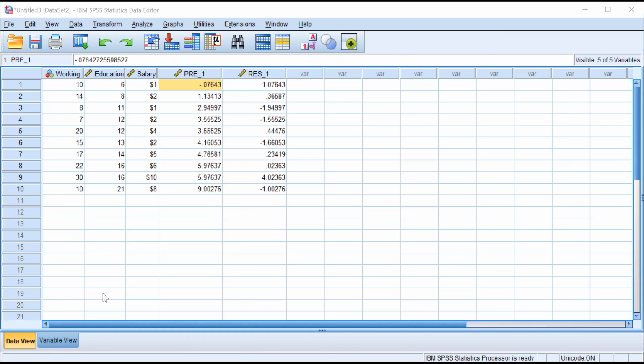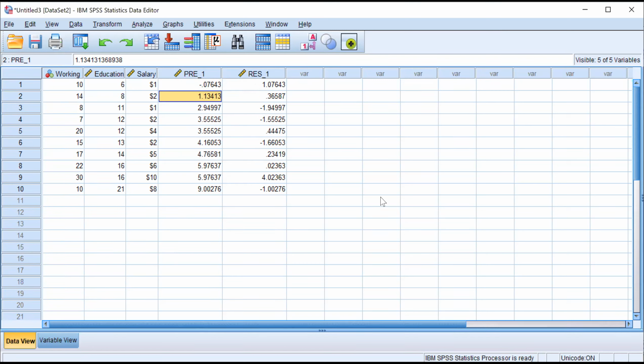If we go back to the data view, we can see that we have two additional columns added to our data. This is the predicted value, and this is the residuals. The residuals are just the differences between the observed salary and predicted salary. The predicted column is just using the regression equation. We can calculate the predicted salary, and these are the observed salaries, and this is the difference between those.